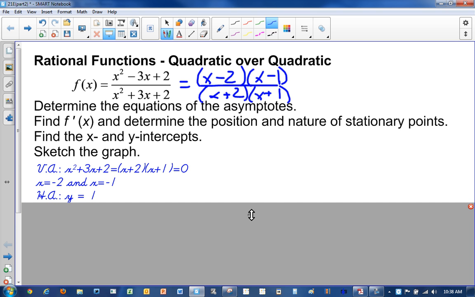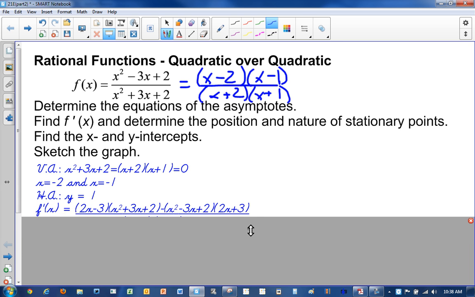My horizontal asymptote, this is middle heavy. The degrees are the same, so I'm going to divide the lead coefficients. 1 divided by 1 is 1. So I have a horizontal asymptote of y equals 1.